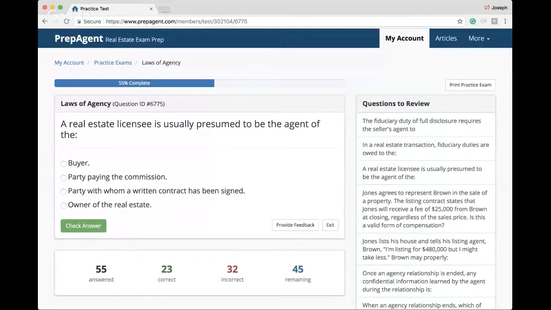A real estate licensee is usually presumed to be the agent of the A, buyer, B, party paying the commission, C, party with whom a written contract has been signed, D, owner of the real estate.